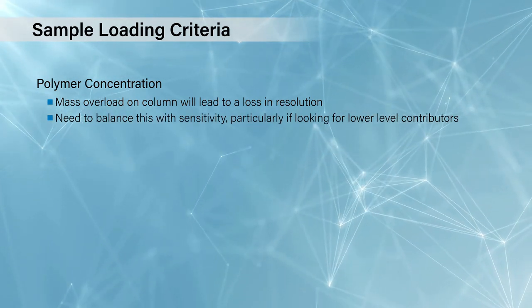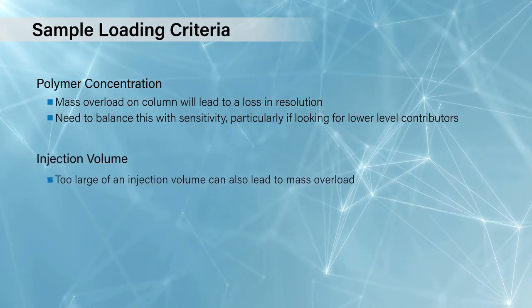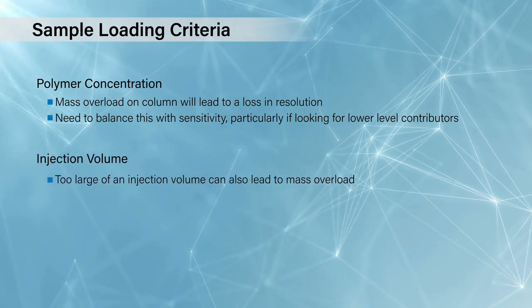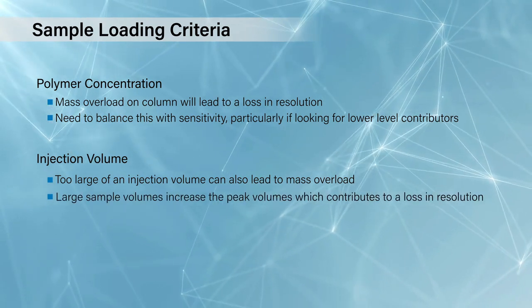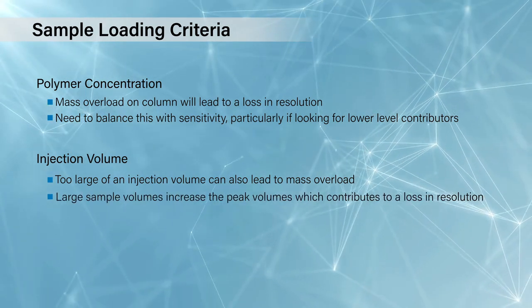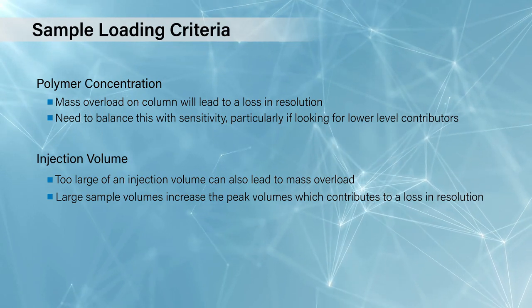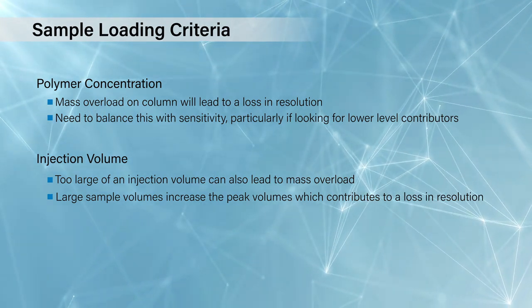With injection volume, too large an injection volume can lead to mass overload. But also, by increasing the volume, you're going to increase the peak volumes, and that's going to contribute to a loss in resolution. So there's a play between concentration, making sure you've got the viscosity, making sure you've got the sample loading, and the injection loop size itself.